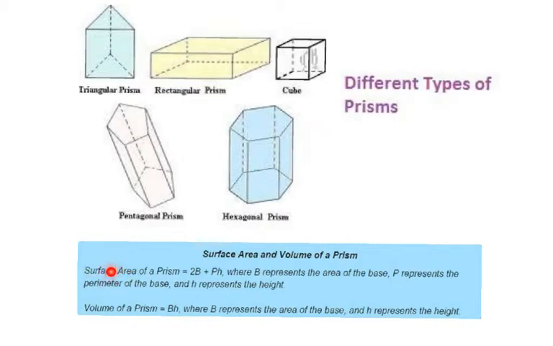To find the surface area of a prism, you're going to take 2 times the area of the base plus the perimeter times the height. And there it lists out what those letters stand for. And then the volume is the area of the base times the height of the prism.